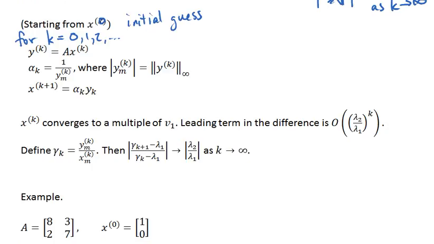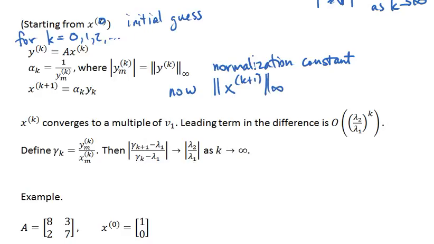We're starting from x0, that's some initial guess. So we define a y as A times the current x. We define an alpha k. This is a normalization constant. And if you read that definition of alpha k, it's just finding the largest element of the vector y. Then you renormalize the vector y by the alpha so that x k plus 1 in the infinity norm is going to have norm 1. And then you repeat that as long as you like.